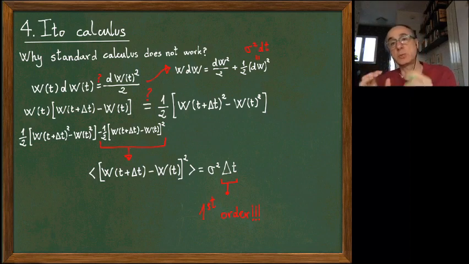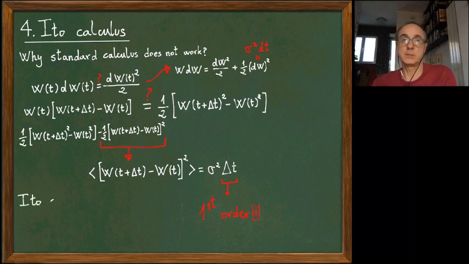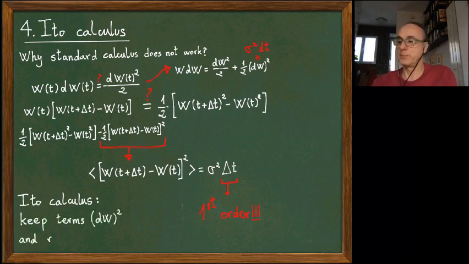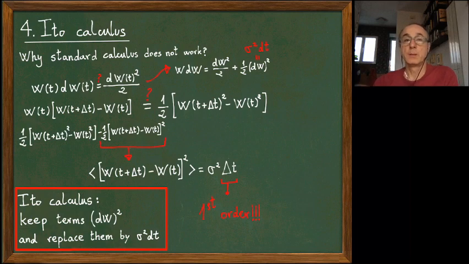Ito calculus is just to keep terms of order dW squared, and then whenever dW squared appears, replace it by sigma squared dt. Let me write it here. This is the recipe for the Ito calculus: keep terms of order dW squared and replace them by sigma squared dt. This is a heuristic recipe, but what Ito did was to prove a more precise result, which is called Ito's lemma.